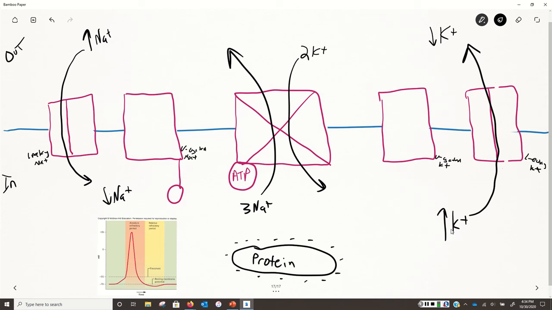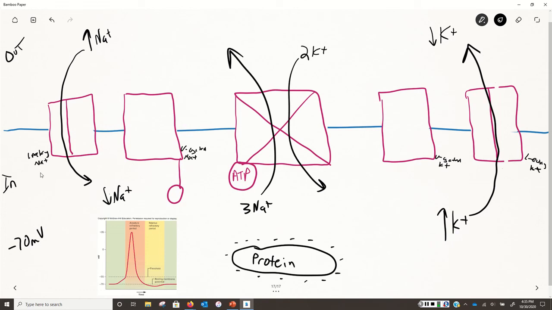Now, because of these gradients, we end up with a cell that is more negative inside compared to outside. We said this is a neuron. We're somewhere along the axon. So it's not just more negative. We can measure it, and we find that it is negative 70 millivolts at rest. Negative 70 millivolts at rest.